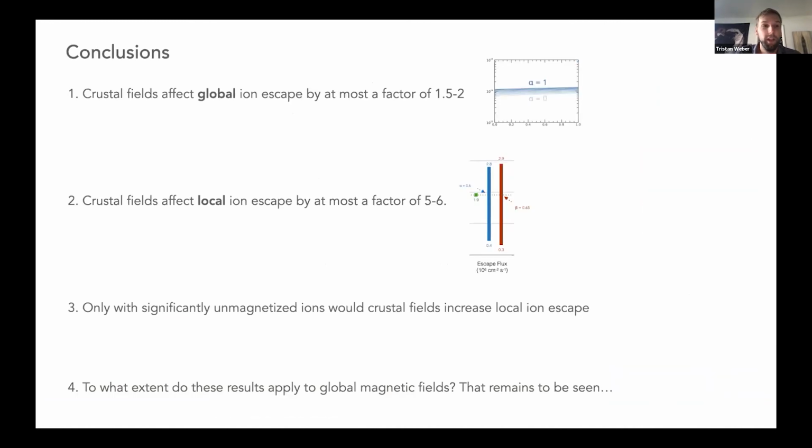So these crustal fields are affecting local escape by a factor of 5 or 6, and they need to be very unmagnetized to increase ion escape. Putting that all together in some conclusions, the Martian crustal fields affect global ion escape by a factor of about 2. They affect local ion escape by a factor of about 5 or 6. And only with significantly unmagnetized ions would these crustal fields increase local ion escape, as we've often asked as a question for global magnetospheres. How do these results apply to global magnetic fields? That is a question that remains to be seen.